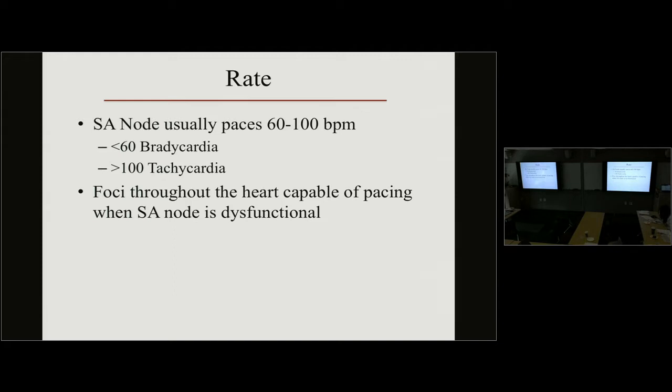Okay. So the rate, when we look at the rate, a normal heart rate is usually about 60 to 100 beats per minute. Okay. So anything less than 60, you'll read on the notes, it'll say bradycardia. And anything greater than 100, it will say tachycardia. So tachycardia fast, bradycardia slow.